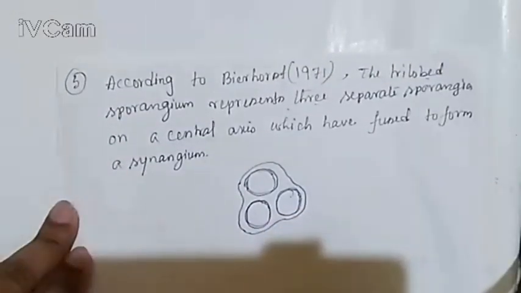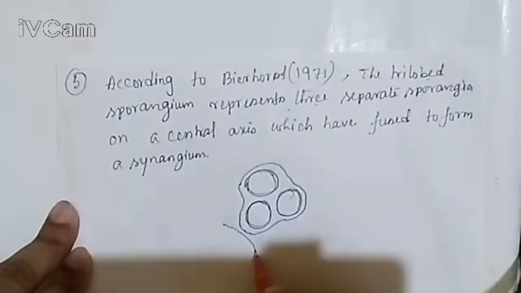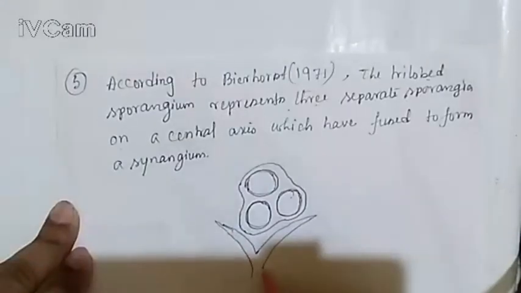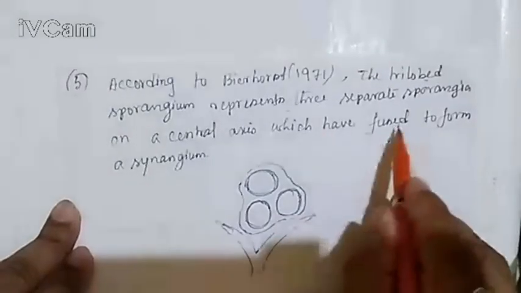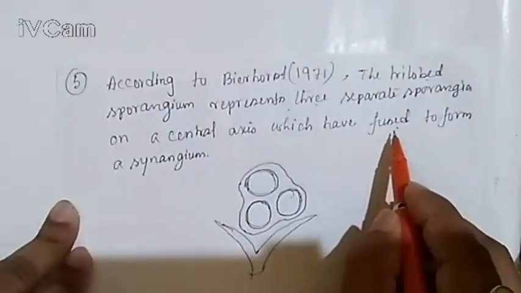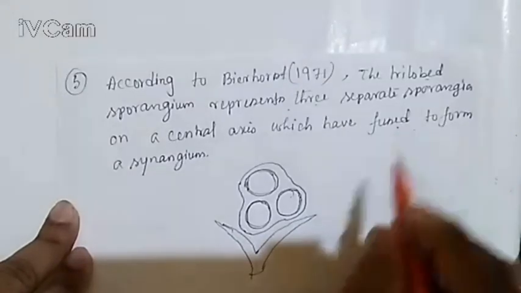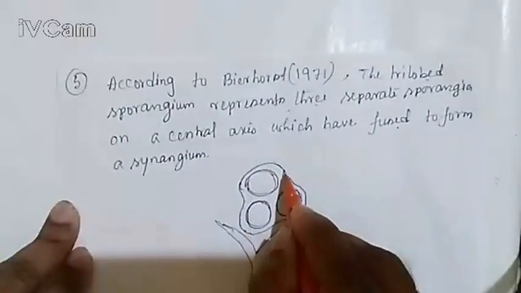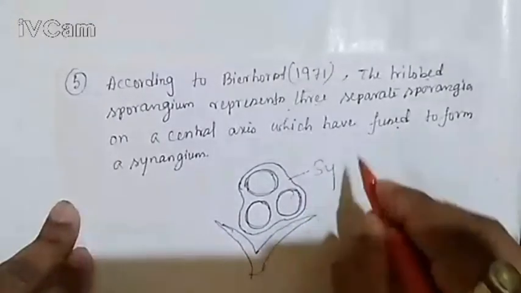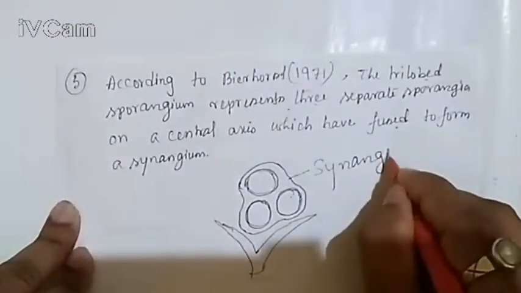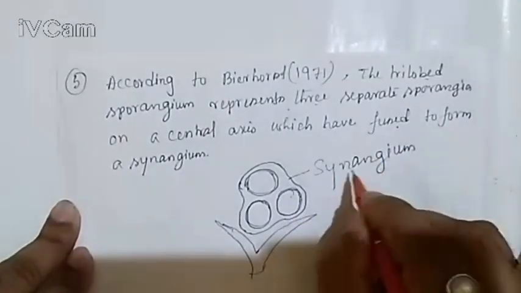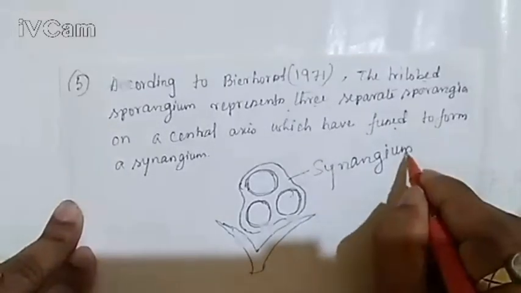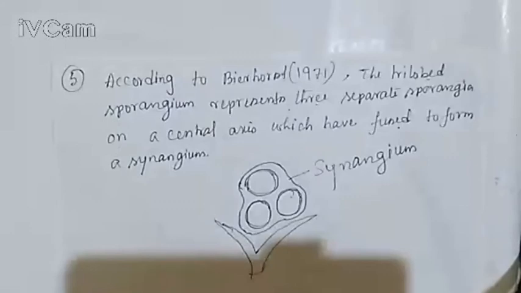actually, this is bifurcate appendages. Okay, on a central axis which have fused to form a synangium. So he used the term synangium. It is the most important term. I started this portion with this term. So this is the synangium. Actually he used the term synangium here.